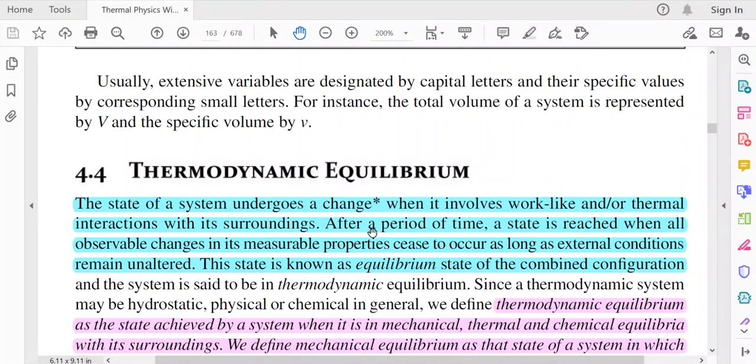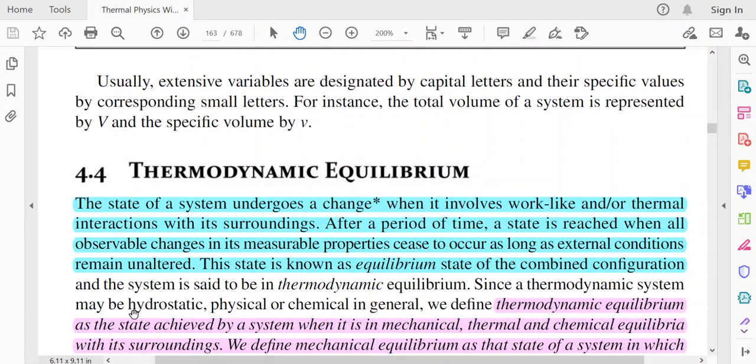So after a period of time, a state is reached when all observable changes in its measurable properties cease to occur. Cease to occur means that the change which occurred earlier ceased to occur. This state is known as the equilibrium state of the combined configuration, and the system is said to be in thermodynamic equilibrium. So in thermodynamic equilibrium, the changes in the variables cease to occur. That is, there is no change in the thermodynamic variables.